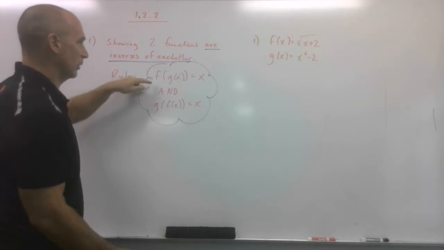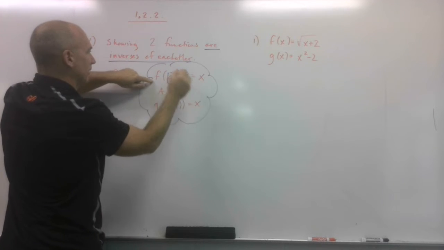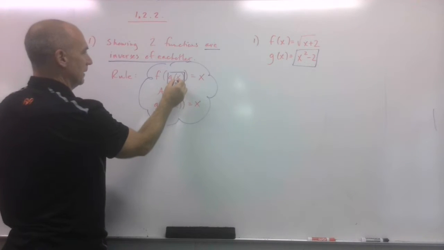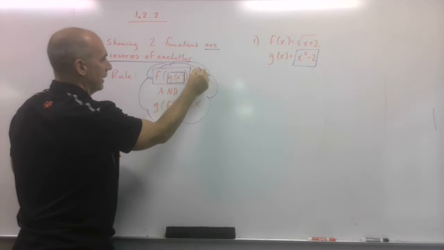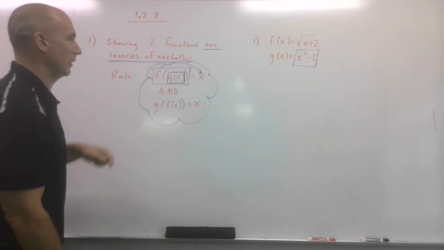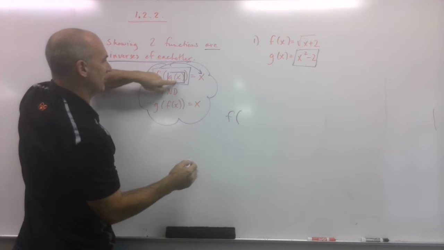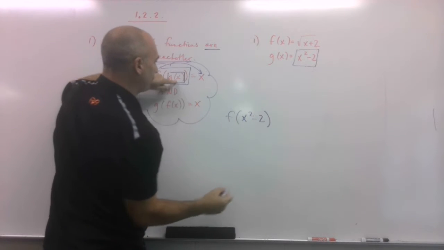In other words, we are going to compose these functions. So we're going to find out what g of x is, which is right here, x squared minus 2. We're going to replace it. If we do this correctly, our answer is going to whittle down to x. So let's go ahead and do this. So it's f of whatever g of x is. G of x is x squared minus 2.